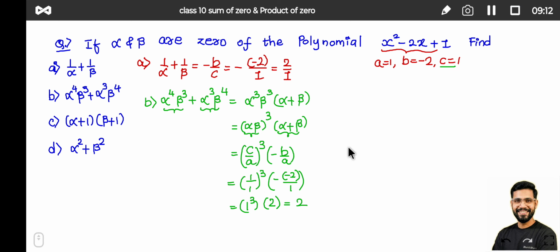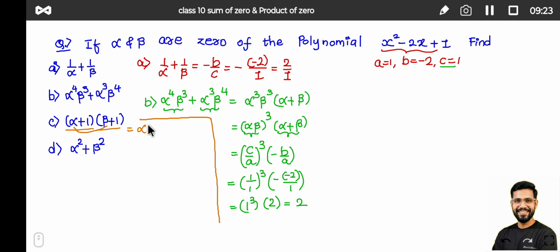Now the third one, alpha plus 1 into beta plus 1. To find this, let's multiply it first. If we multiply alpha into beta, the first term is alpha beta. After that, alpha into 1 gives plus alpha. Then 1 into beta gives plus beta. And after that, 1 into 1 gives plus 1. In the first term, alpha into beta is the product of zeros, which is nothing but c upon a. After that, plus alpha plus beta.